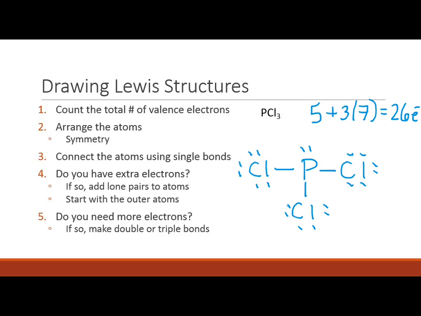I can't give any more to chlorine, so I'm going to go ahead and give a lone pair to the phosphorus here. So notice 2, 4, 6, 8, 10, 12, 14, 16, 18, 20, 22, 24, 26. I've used exactly 26 electrons, which is perfect because that's exactly how many I have. And now I just need to double check. This chlorine has 8, this chlorine has 8, this chlorine has 8, and the phosphorus has 2, 4, 6, 8 around it. So it's also nice and happy, perfectly stable, right? So that is my PCl3 molecule.